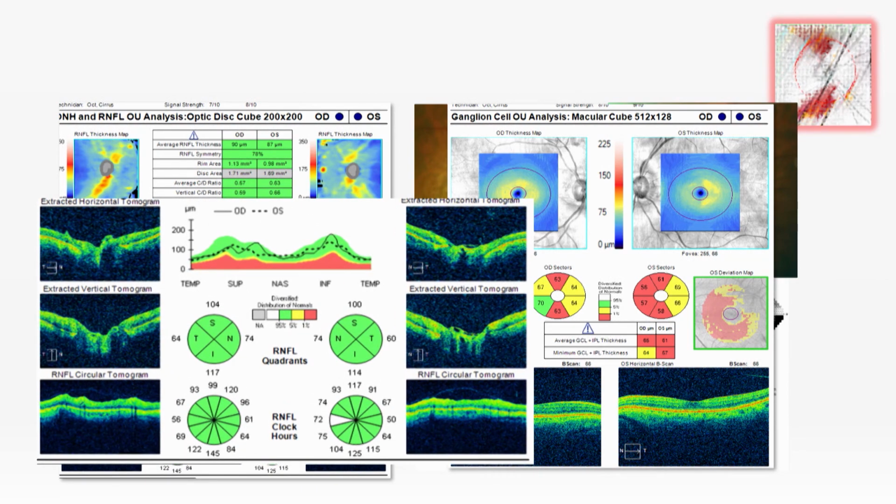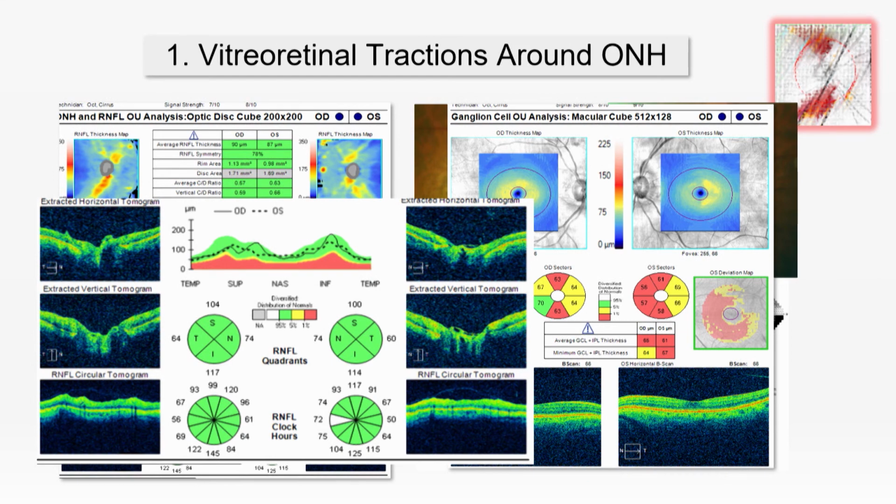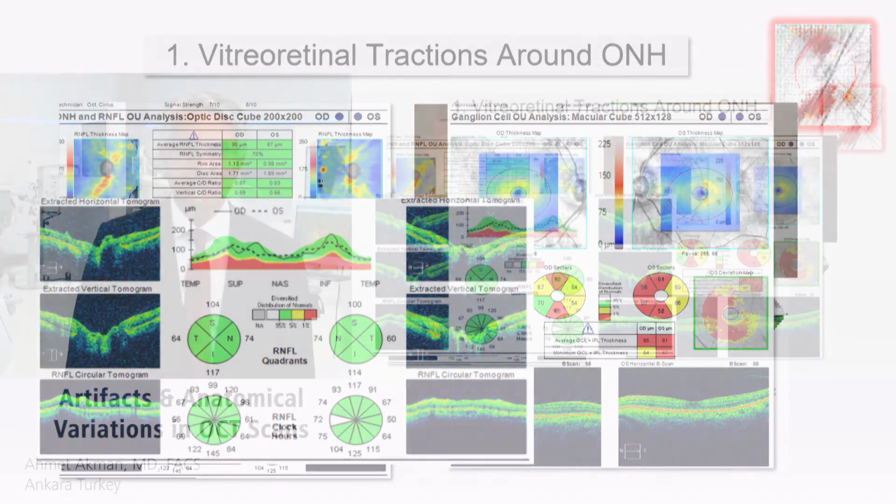What is the reason? When you look to the RNFL circular tomogram, you see vitreous is pulling the RNFL in this area. So vitreoretinal traction around the optic nerve head is the most common cause for the green disease.